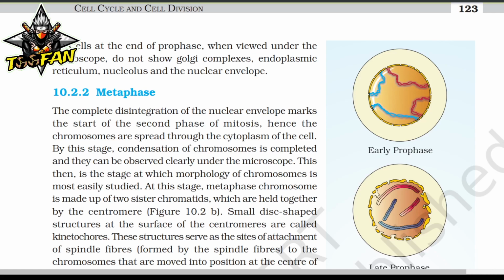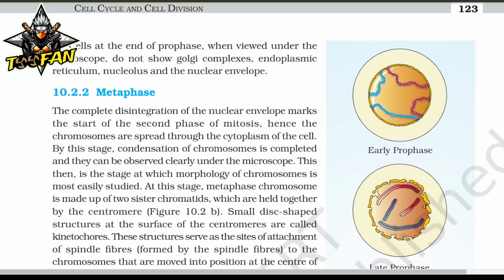The complete disintegration of the nuclear envelope marks the start of the second phase of mitosis. Hence, the chromosomes are spread through the cytoplasm of the cell. By this stage, condensation of chromosomes is completed and they can be observed clearly under the microscope. This then is the stage at which morphology of chromosomes is most easily studied.